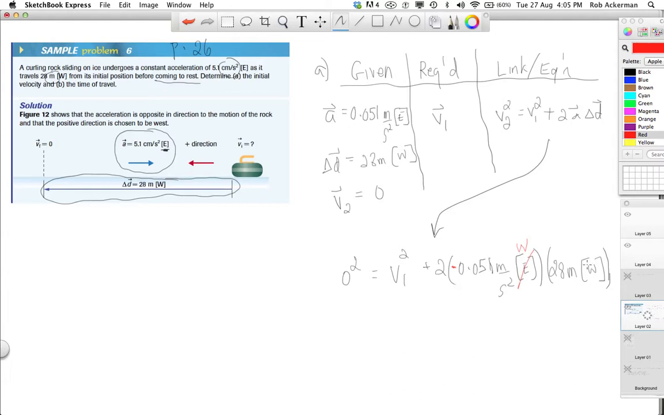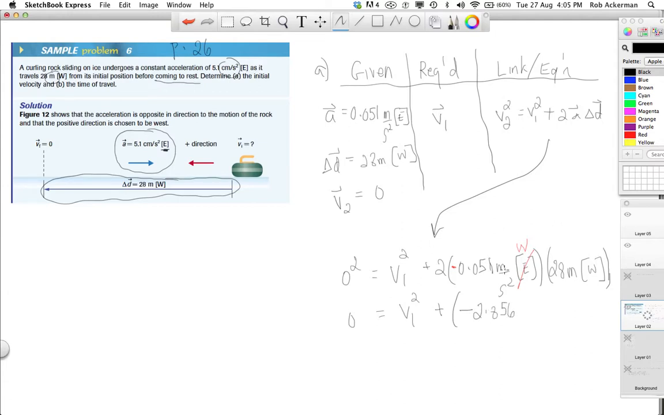I could also have made this an east if it was negative, and then that would have stayed east. Doesn't matter which one you do. Let's see what happens. So we end up with 0 equals V1 squared. Now I've got to get my calculator. I'm not too prepared here. Let's see what you get when you do 2 times 0.051 times 28. And I get 2.856. So I'm going to write that in there. And that's actually negative. So negative 2.856.